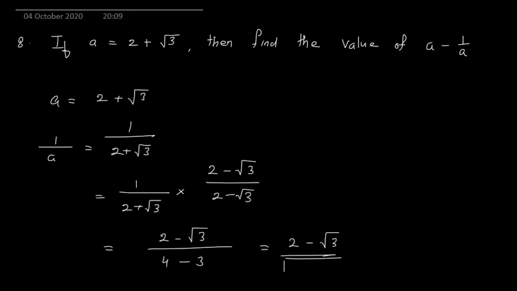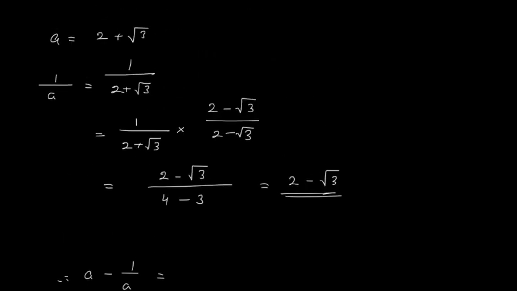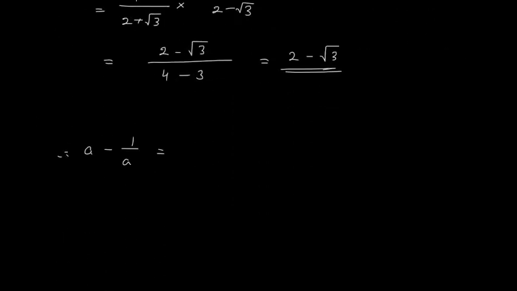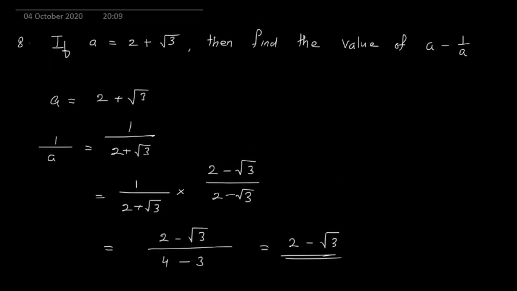Now what I have to find? A minus 1 upon a. So therefore a minus 1 upon a will be equal to, the value of a is 2 plus root 3, minus, it is 2 minus root 3. So it is 2 plus root 3 minus 2 plus root 3. So this 2 minus 2 cancels, root 3 plus root 3 will become 2 root 3. So here our answer will be 2 root 3, final answer.